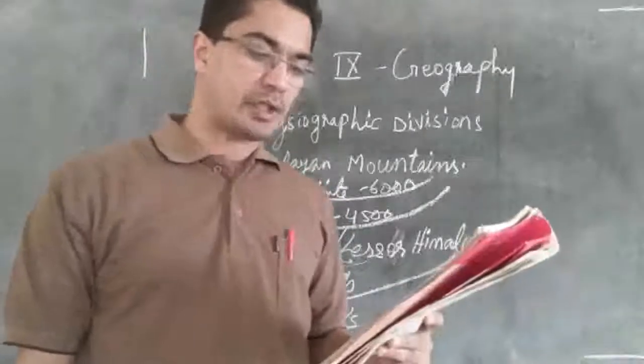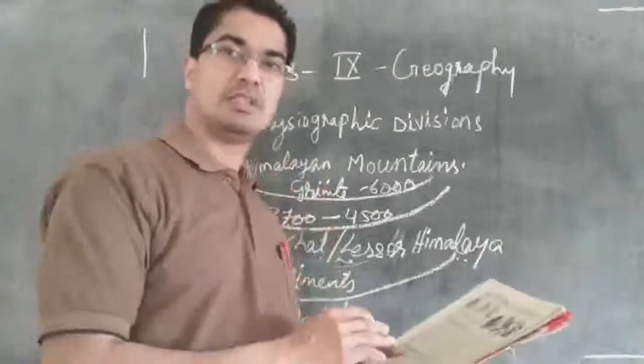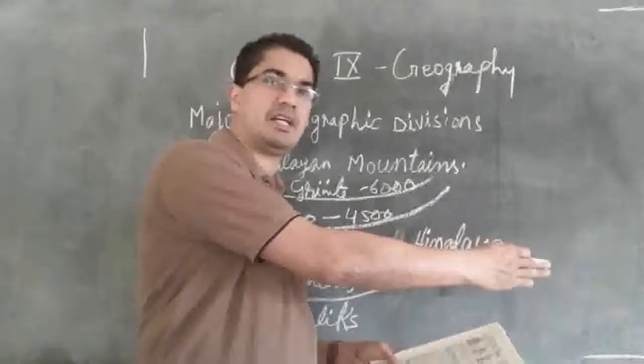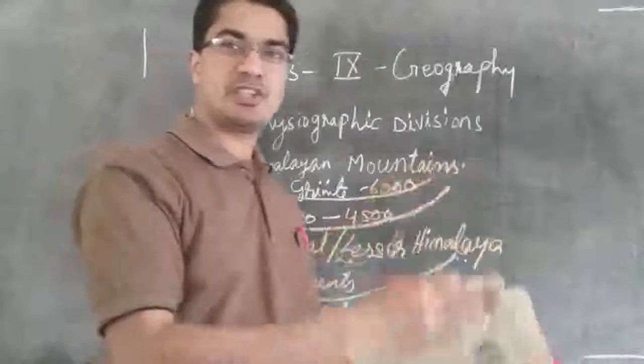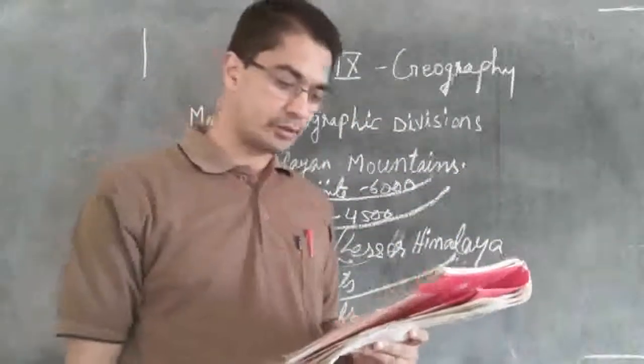Then the Brahmaputra marks the easternmost boundary of the Himalayas. So on the most eastern side of the Himalayas, that is on the Assam side, the Brahmaputra is the boundary. When it is touching the Brahmaputra, the Himalayan mountain is over.